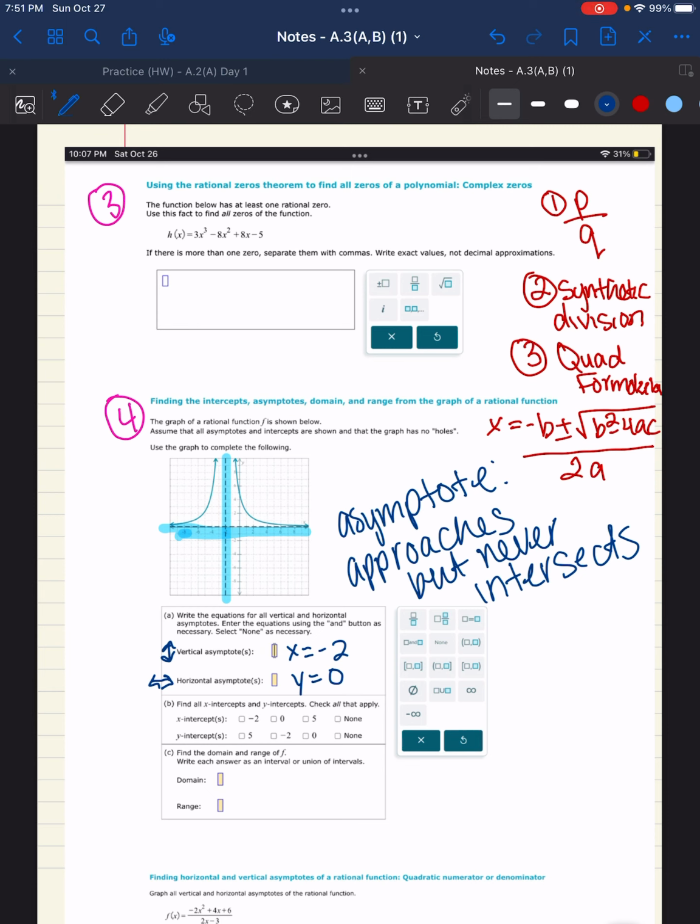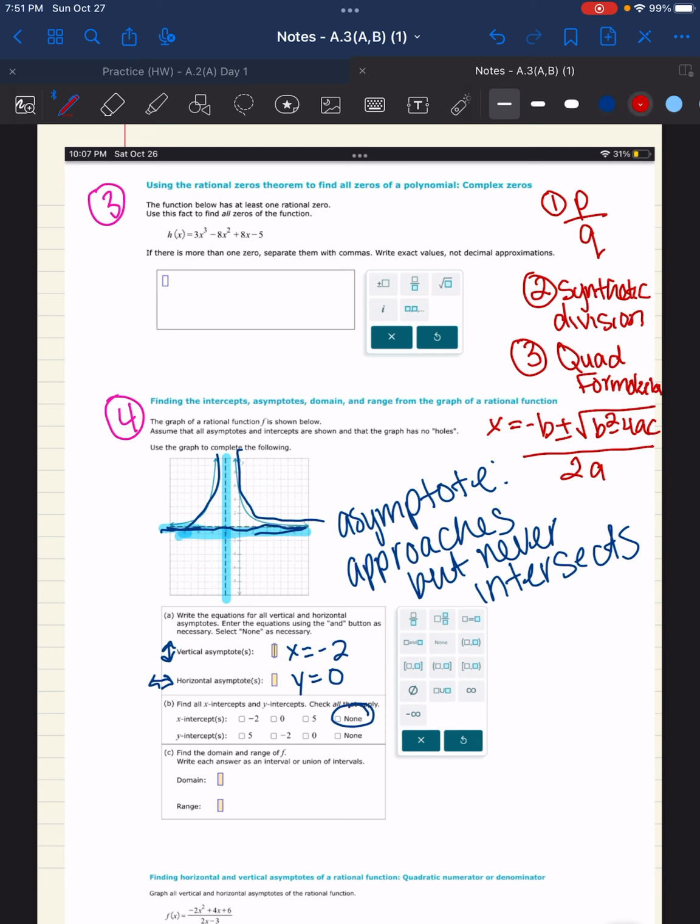We remember what intercepts are. If they're asking for the x-intercept, this is where it crosses the x-axis. If they're asking for the y-intercept, this is where it crosses the y-axis. My x-intercept, notice on that x-axis is an asymptote. So these lines are never going to intersect that x-axis. So this is going to be none.